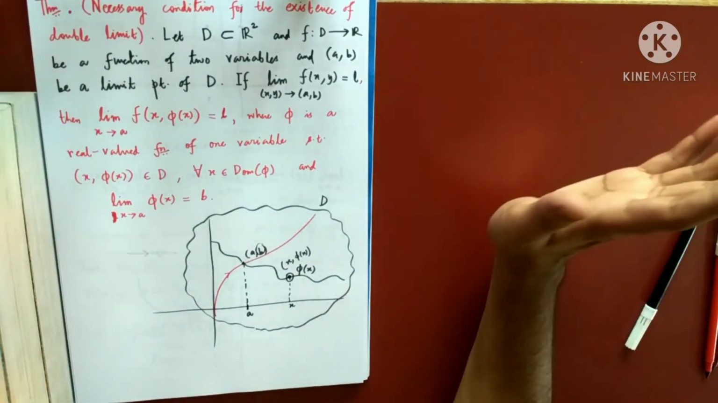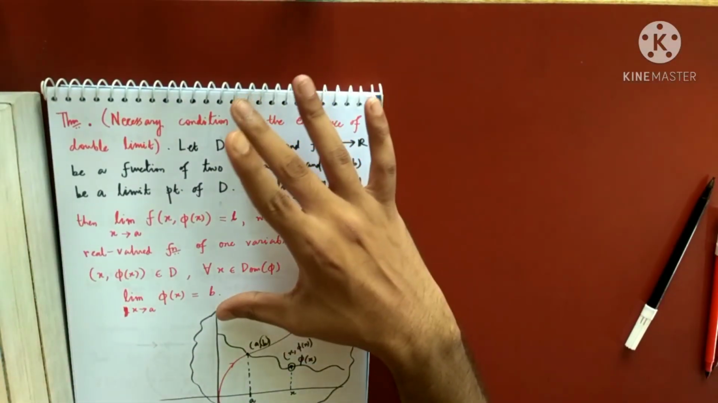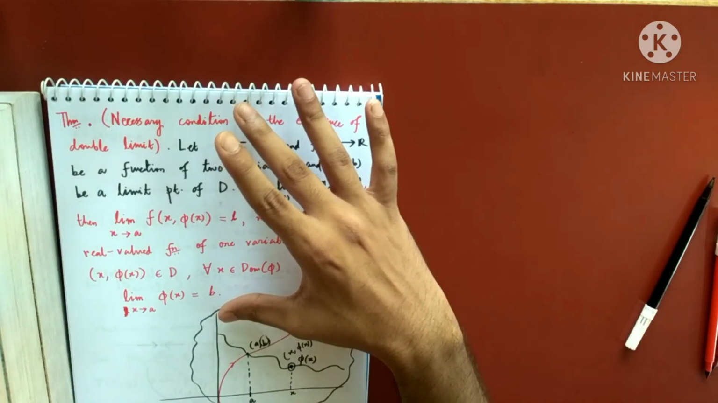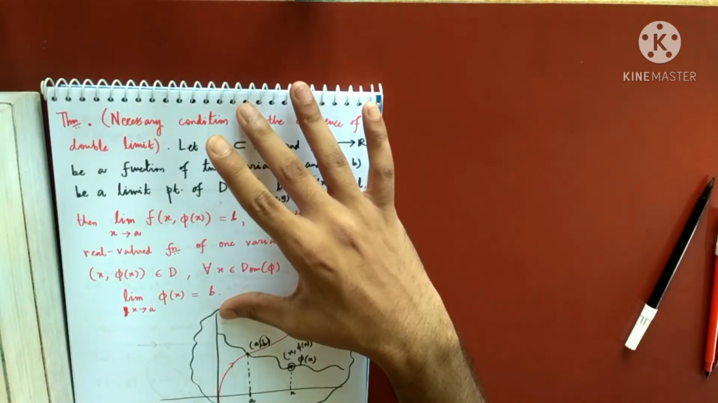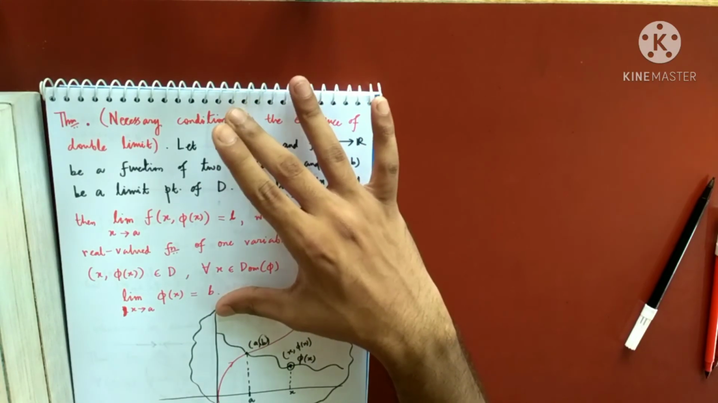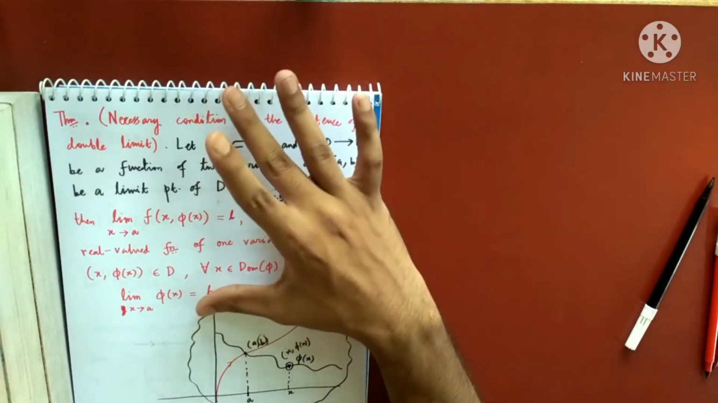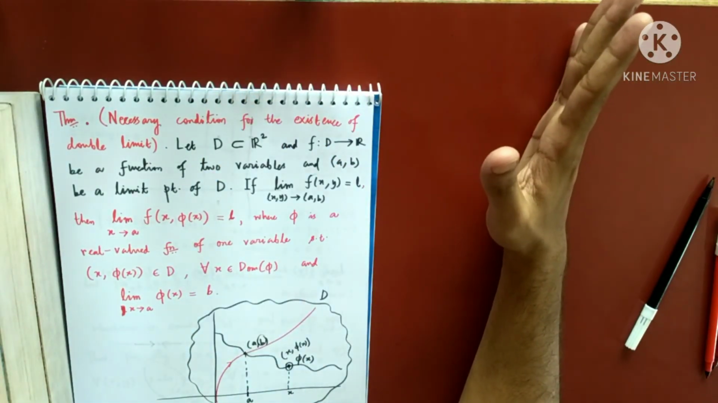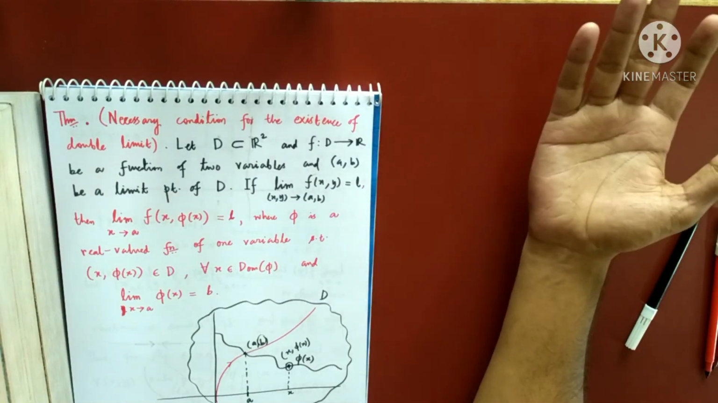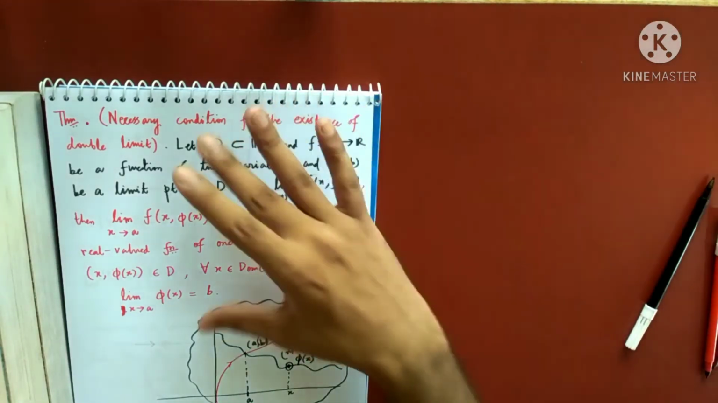So that's all for today. In the next class, I will just do the proof of this theorem, and we'll do some sums where the limit does not exist using this theorem.